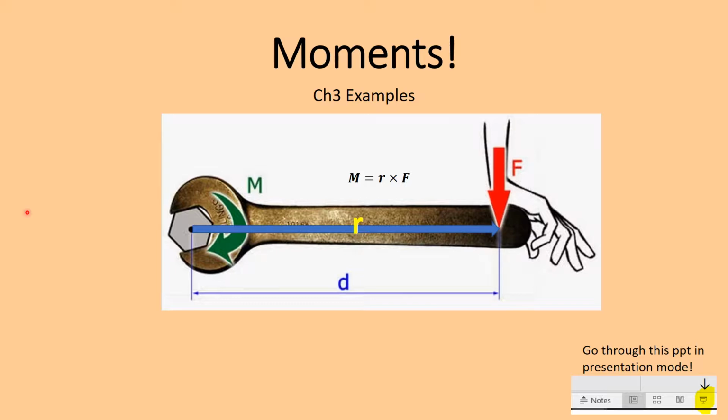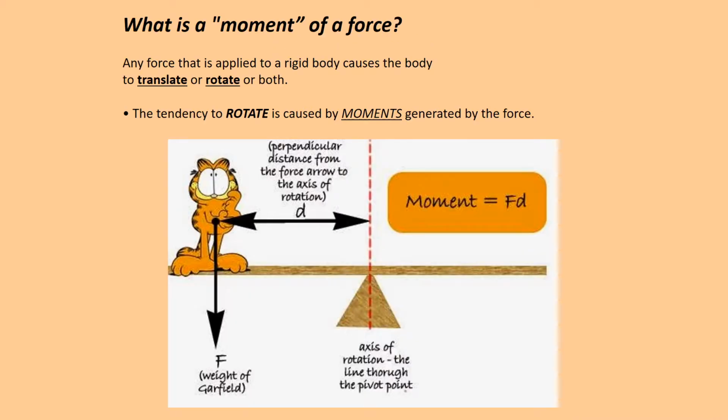So we're looking at how hard it is to rotate something. And that's going to be dependent on your lever arm, the length of your lever arm, and on the magnitude of the force coming down. And there's this perpendicular relationship here that we're going to use cross products to find. What is a moment of a force?